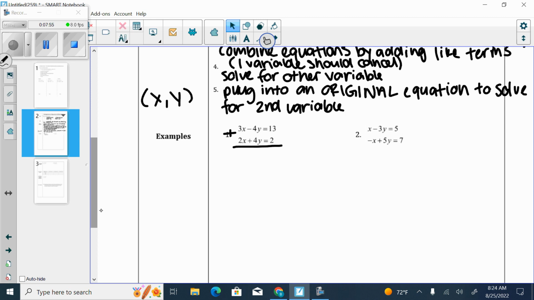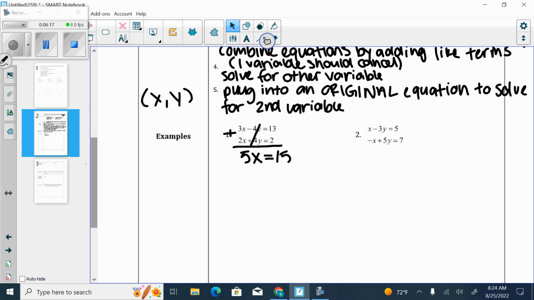So first we add the x's. 3x and 2x would give us, good. Okay. Then negative 4y plus 4y. What's going to happen there? All right, so that one's 0. You don't have it anymore. Is equal to 13 plus 2. Right.